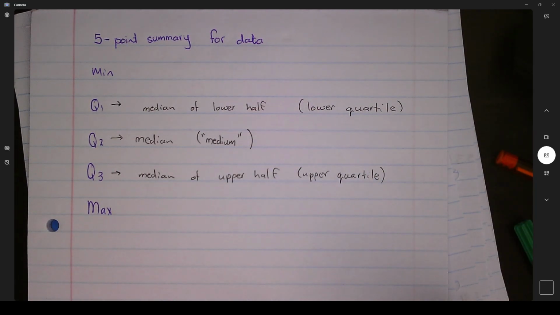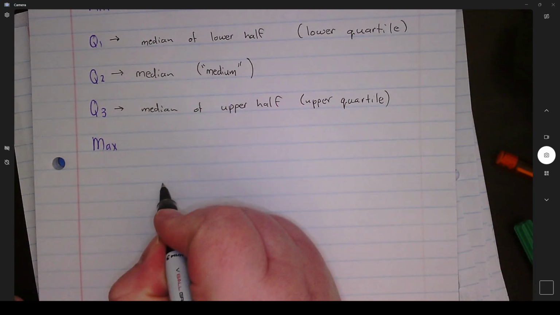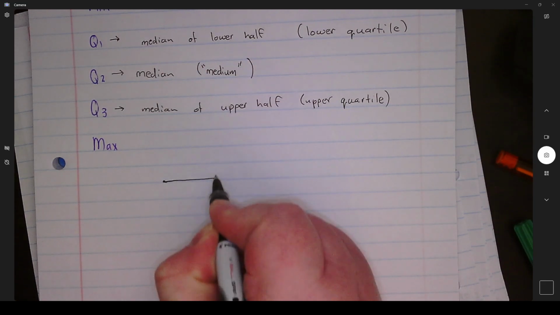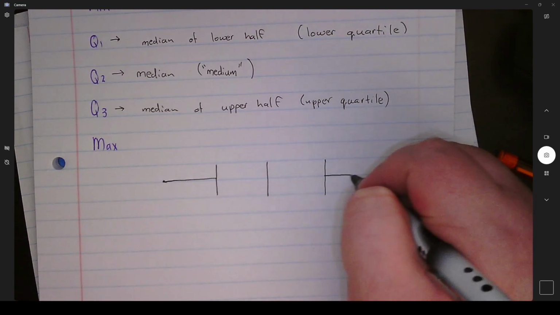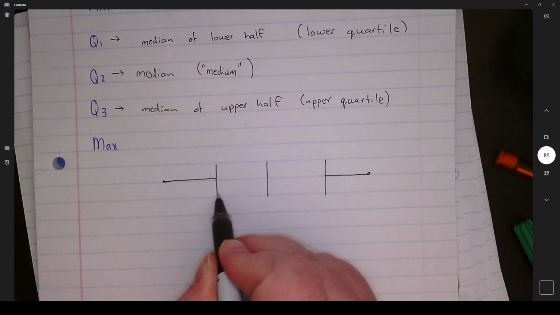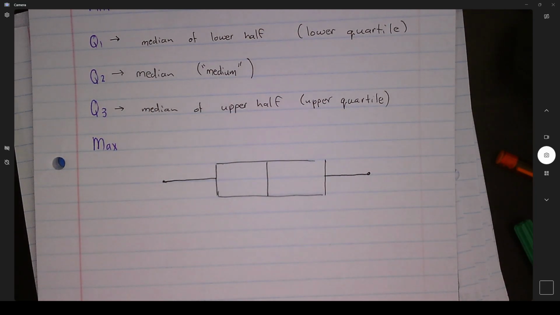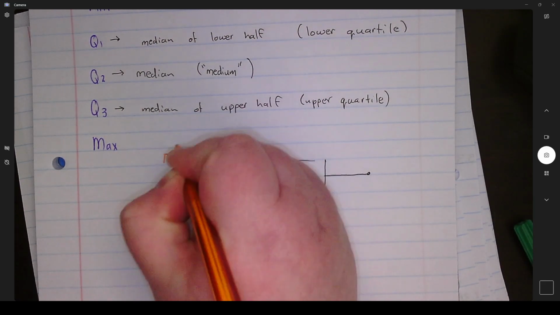Alright, so what does that look like represented graphically on a box and whisker? So we have our minimum, then it would be quartile 1, quartile 2, and quartile 3, and our maximum. Alright, for our purposes, you need to understand that 25% of your data lies here.